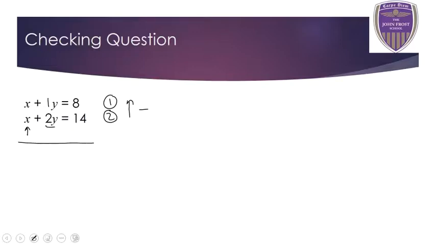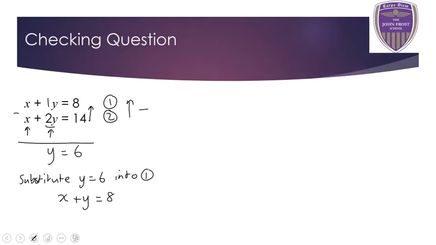So in this first column here, x take away x gives us no x's. We go to the second column here, 2y take away 1y leaves us with 1y or y, and 14 take away 8 here is 6. So in this case, we found y first, so y equals 6. Now I need to do step 3, and I need to substitute y equals 6 back into one of my two equations. I'm going to choose equation number 1 to substitute the value y equals 6 into. So that would read x add y equals 8.